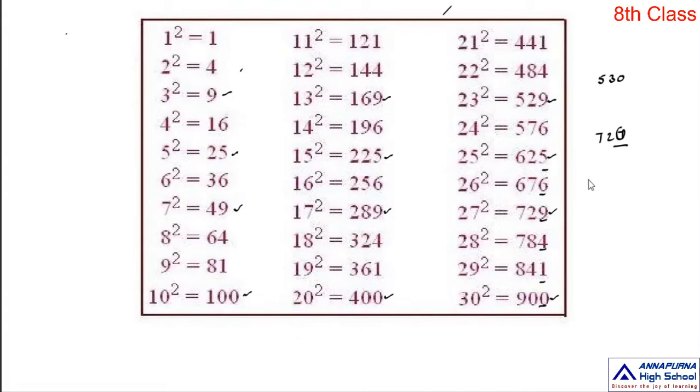In the same way, if you take another number 423, can you say it is a perfect square number? No, not at all. Why? Because it ends with 3. That means the digit at units place is 3. So it is not a perfect square number. It is very clear. So that is the first property.